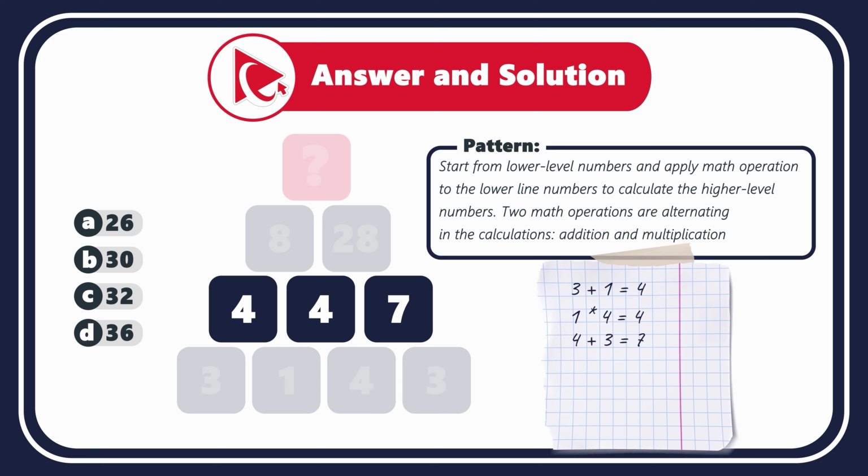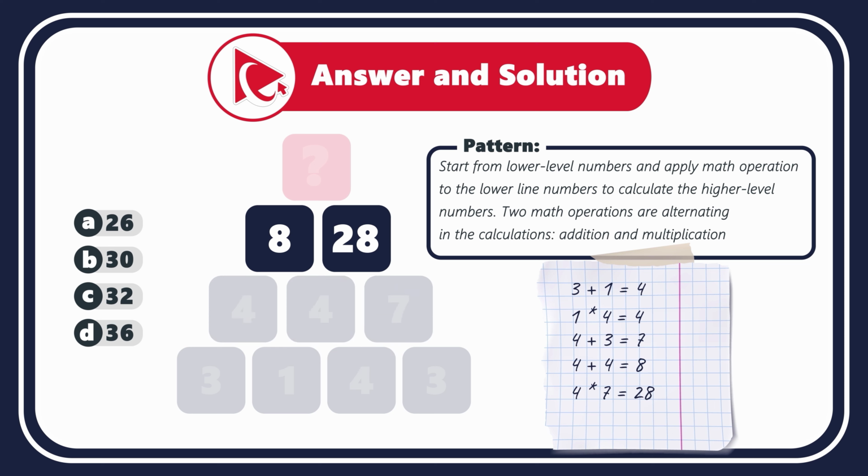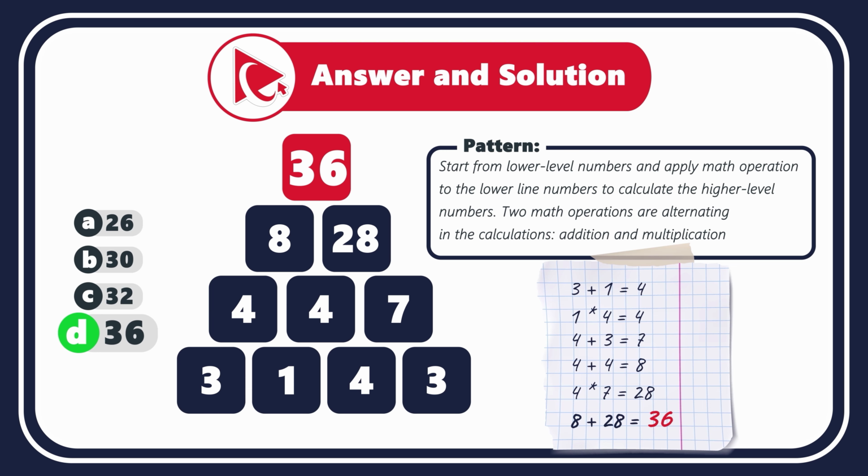Let's go to row 2. 4 plus 4 equals 8. But 4 multiplied by 7 equals 28. So to calculate the top number, we need to add 8 and 28 to get to the final result of 36. So the correct answer here is choice D, 36.